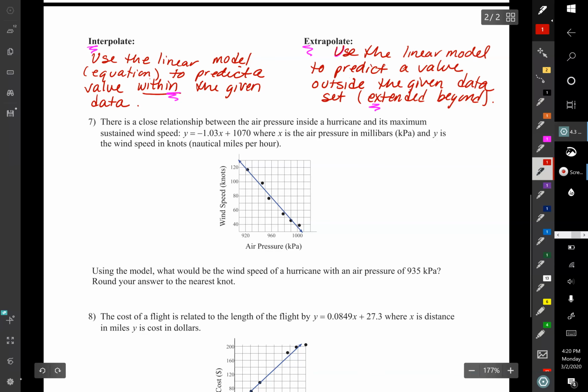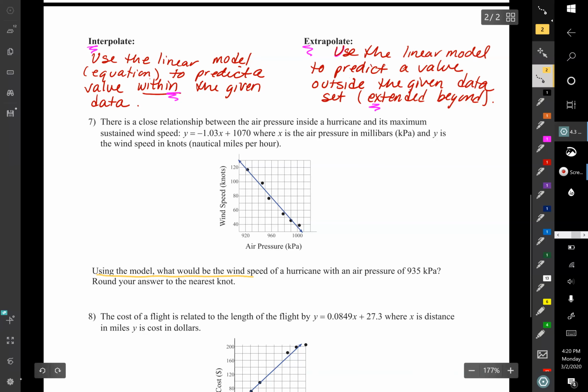Hopefully that's helpful. Number 7: there is a close relationship between the air pressure inside a hurricane and its maximum sustained wind speed. y equals negative 1.03x plus 1070, where x is the air pressure in millibars and y is the wind speed in knots, nautical miles per hour. So we have a graph here with wind speed on the side and air pressure along the horizontal axis.